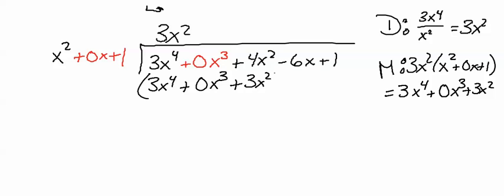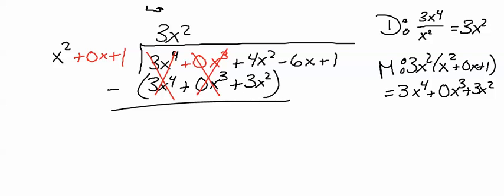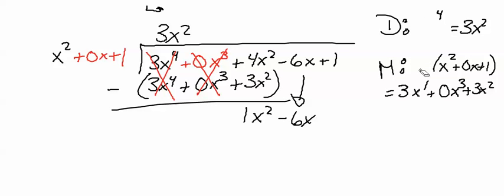And then we'll subtract. Again, this first term should cancel out. 0 minus 0 cancels out, and 4 minus 3 will just be 1x squared. And then I'll drop down the negative 6x. And then I'm going to repeat the process.